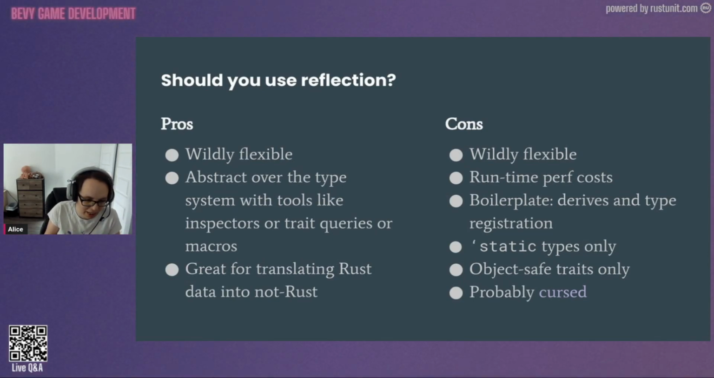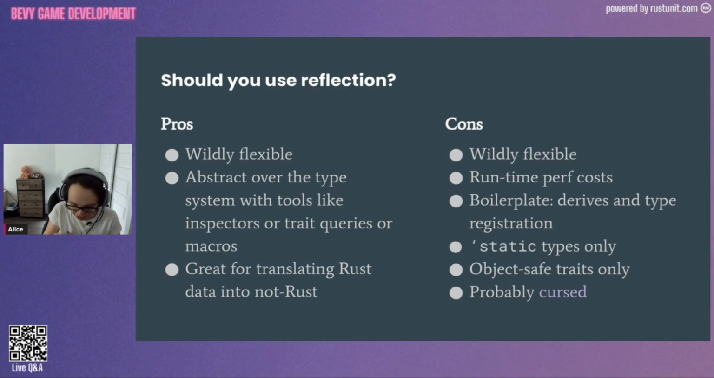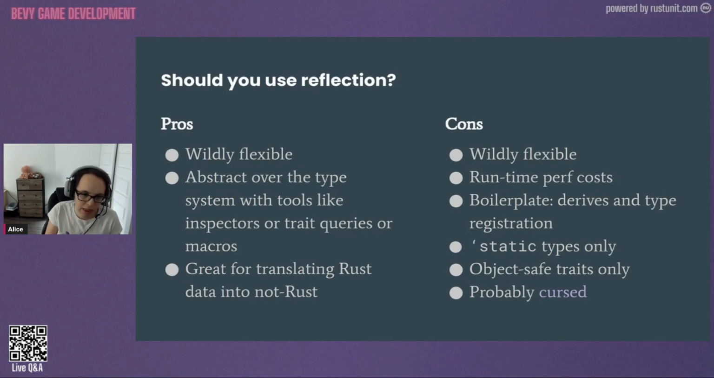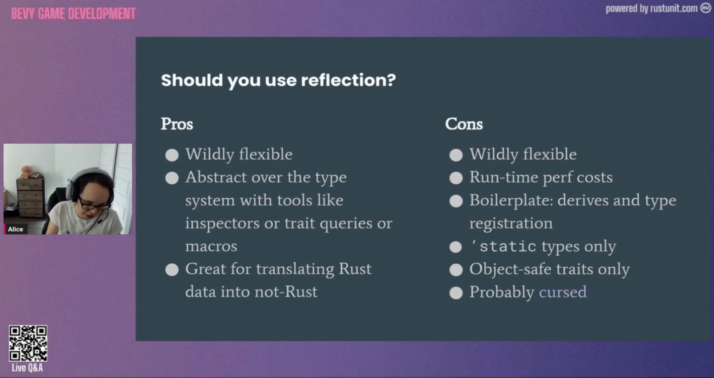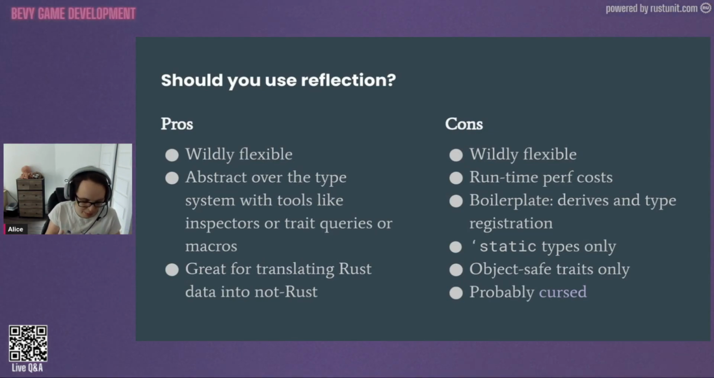If you're working at galaxy brain levels of abstraction already, this might actually be the tool for you to work with. And if you're trying to translate Rust data into not Rust or vice versa, reflection is just the tool you should use. Just reach for it and poke around at how we do our scene serialization, and how people do networking stuff. This is the tool.